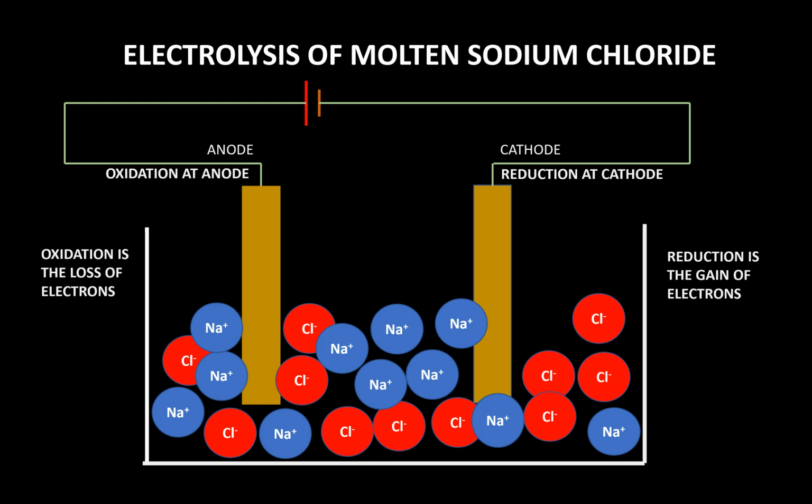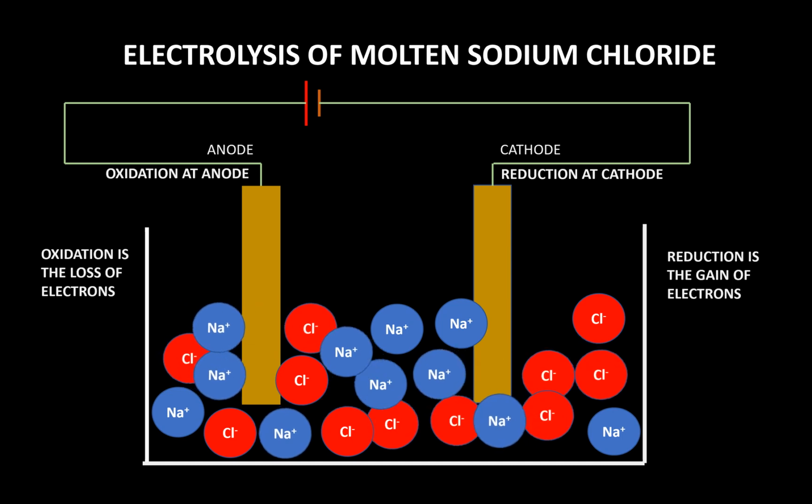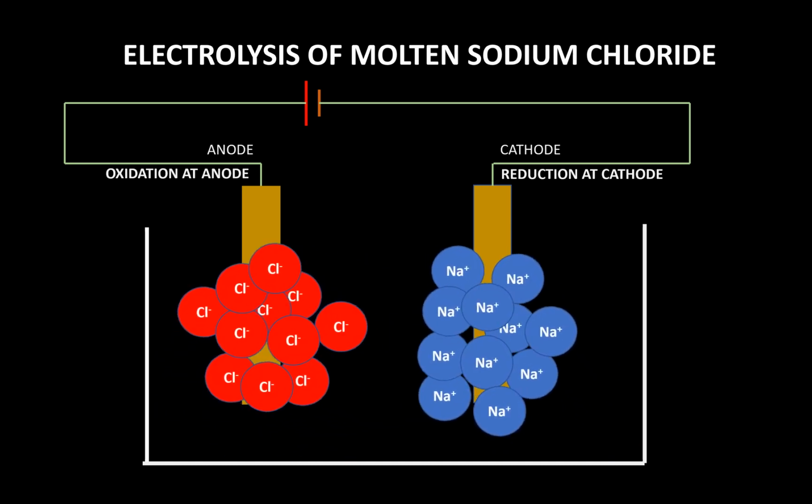Now what happens as time progresses? There are certain changes that are seen in the electrolytic cell. As you can see, all the negative chloride ions have been attracted to the positive electrode, and all the positive ions have been attracted to the negative electrode. That's based on the concept of opposites attract. What I'm showing you on the screen is that the chloride ions are attracted to the anode and the positive sodium ions to the cathode.